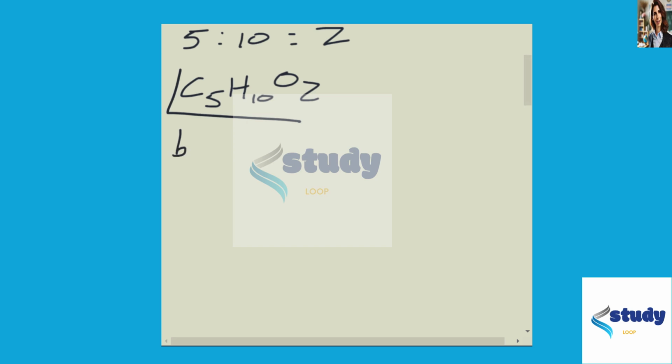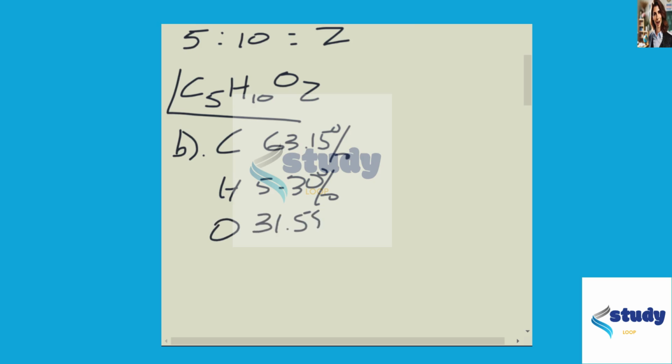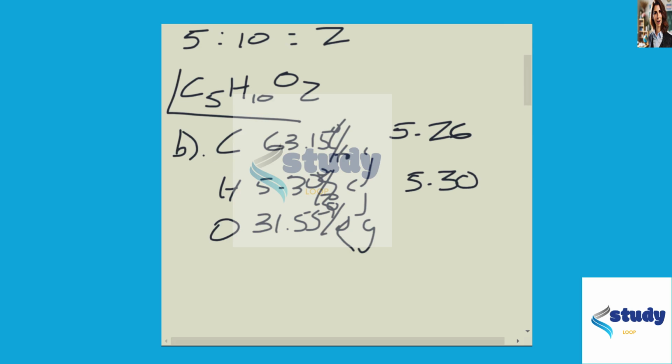For our second part, we're going to repeat the same thing. Carbon is 63.15%, hydrogen is 5.30%, oxygen is 31.55%, and we're just going to assume that we once again have 100 grams, so these units would all turn into grams. And now we would convert this into moles. For hydrogen, we have 5.30, we have about 5.26, and 31.55 divided by 16 is about 1.97 in this case. So now we divide by the smallest number again, so 1.97.